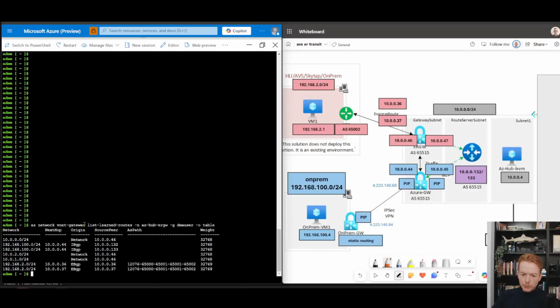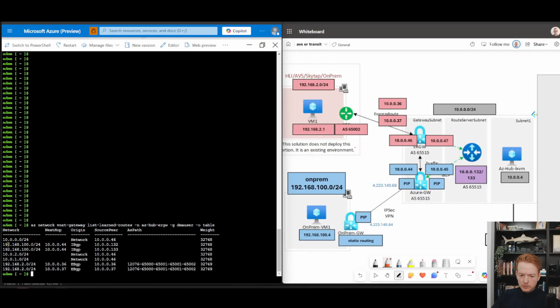Well, we can run a similar command, this list learned routes command. Notice now I'm running it on the ExpressRoute gateway. So let's go down the list now. We've got 10.0.0, which is my VNet, next hop 46, which is kind of itself. Okay, that makes sense.